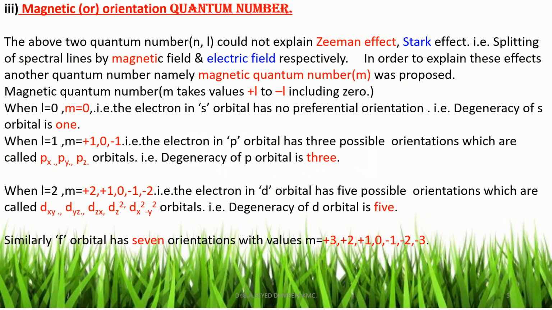That is, the electron in d orbital has 5 possible orientations, which are called dxy orbital, dyz orbital, dzx orbital, dz square orbital, and the last one is dx square minus y square orbital. That is, the degeneracy of d orbital is 5. Similarly, f orbital has 7 orientations with the magnetic quantum number values plus 3, plus 2, plus 1, 0, minus 1, minus 2, minus 3. These are about magnetic or orientation quantum number.